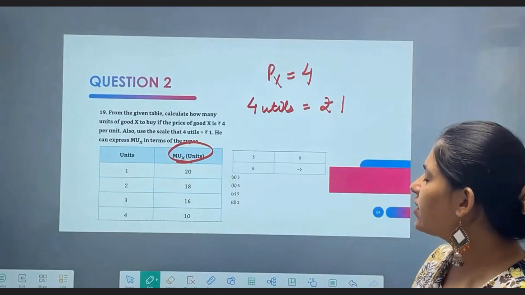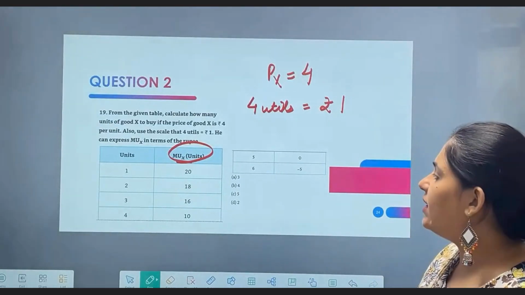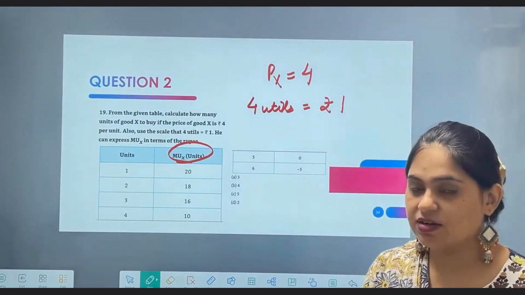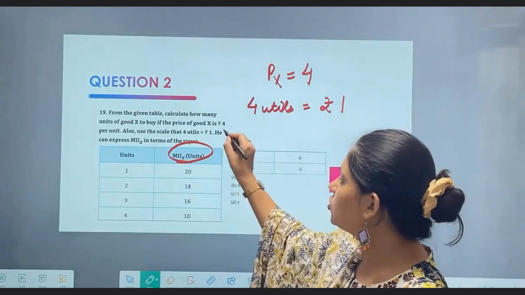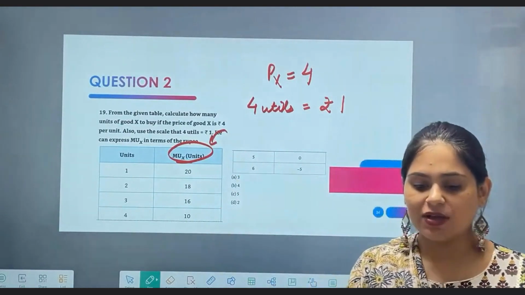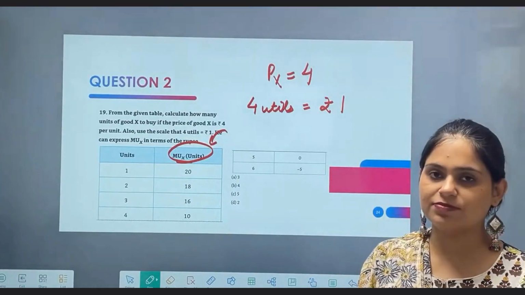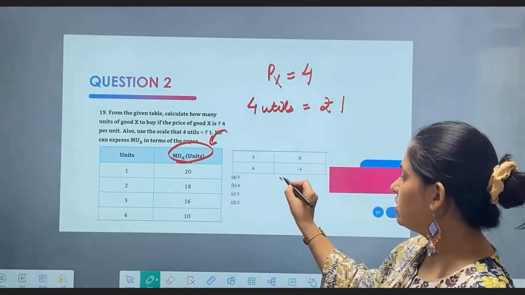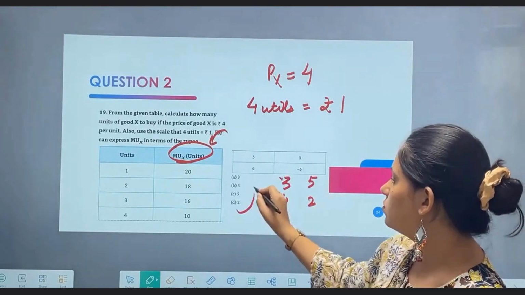So you are given that Px is 4, and it also says that 4 utils together is equivalent to 1 rupee, and you are given marginal utility. Try to just solve this question, try to give me the answer to this question. So the options are 3, 4, 5 or 2.